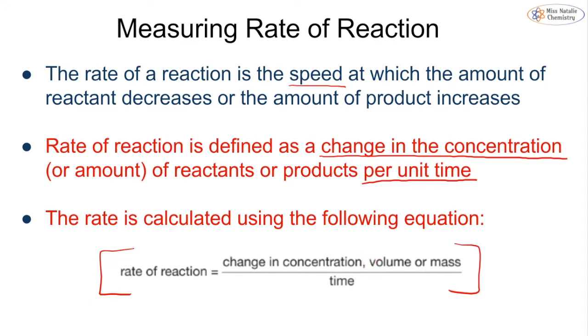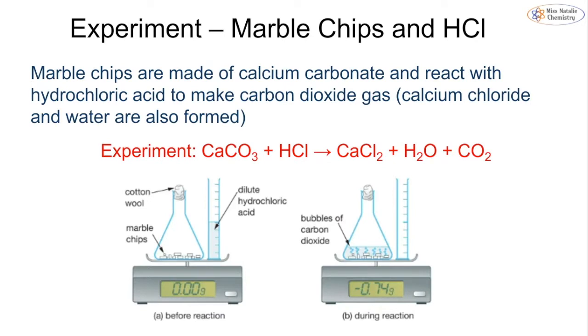If we start off by looking at an experiment, and this is one that comes up in exam questions quite a lot, we've got marble chips reacting with hydrochloric acid. Now the marble chips are made of calcium carbonate, or CaCO3. And when they react with hydrochloric acid, you should know from the acids and bases topic that they are going to release carbon dioxide gas, because this is a metal carbonate and an acid. So we have this reaction happening here.